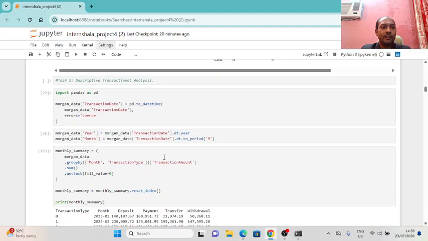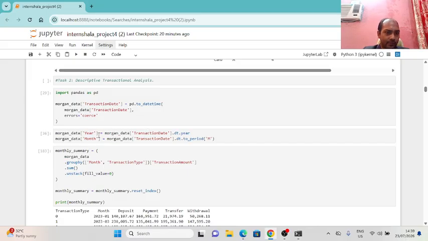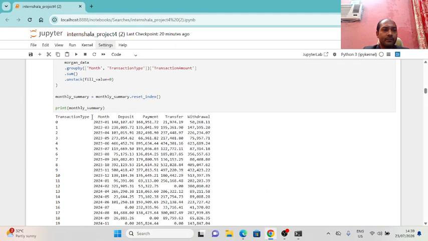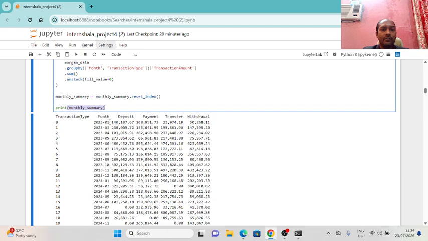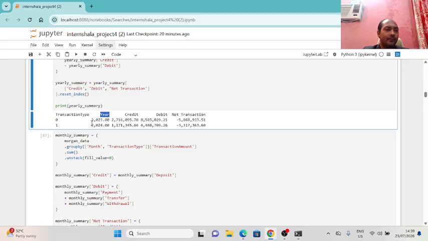So coming to task 2, where we have to do the descriptive transaction analysis, I extracted the year and month from the transaction date, and then we printed the monthly summary on the basis of the above data, and also printed the yearly summary. So we can see that after extracting the year, we have the data of 2 years, 2023 and 2024, and these are the credit and debit transactions over the years for total customers.